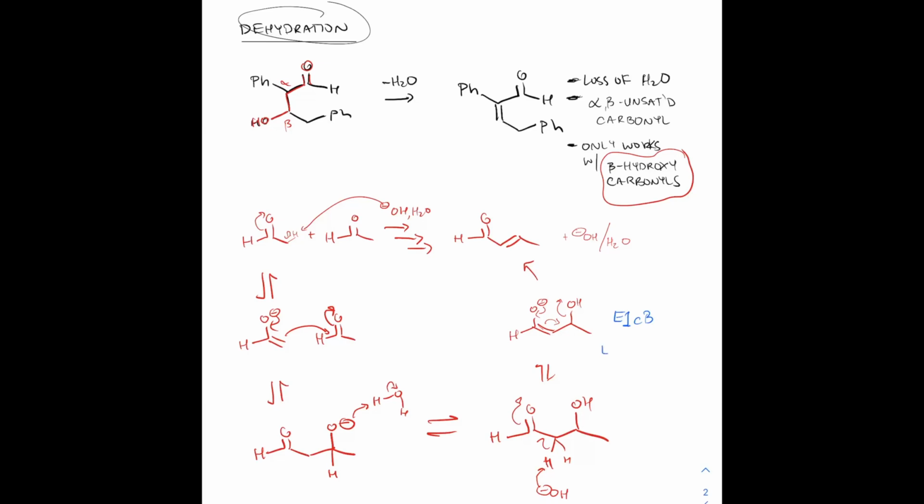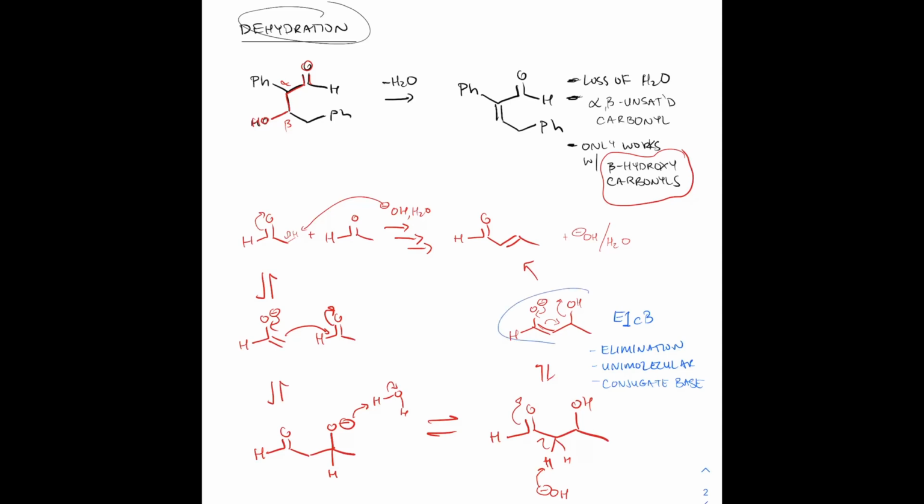Another thing we want to mention is that this is a reaction called E1cB, and it's basically like an E1 reaction. It's an elimination unimolecular, but the cB stands for conjugate base, because rather than having a carbocation intermediate, we have an anionic intermediate. And so that's why we have E1cB. Other than that, they are pretty much the same idea.